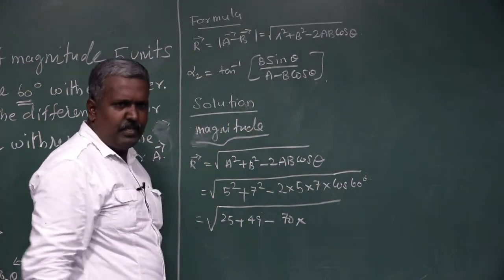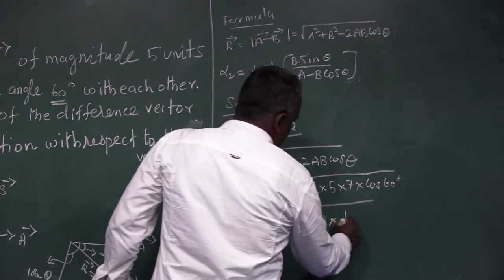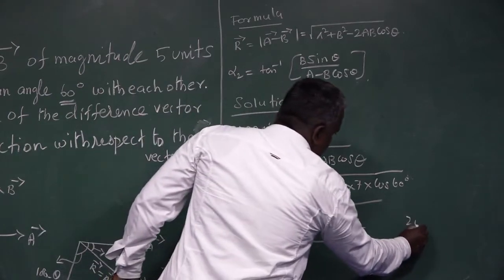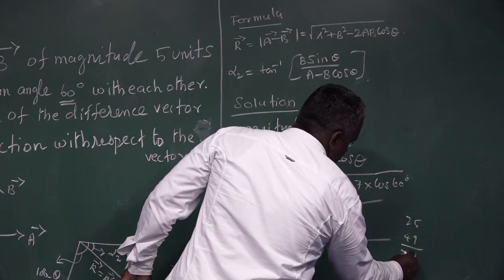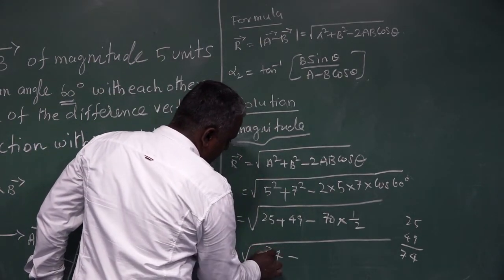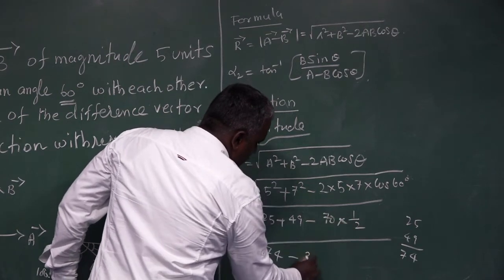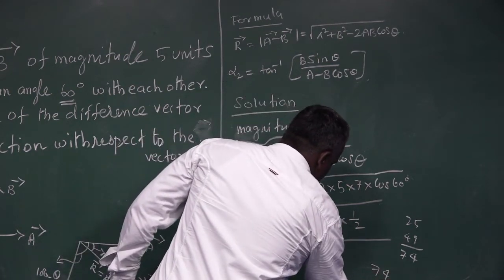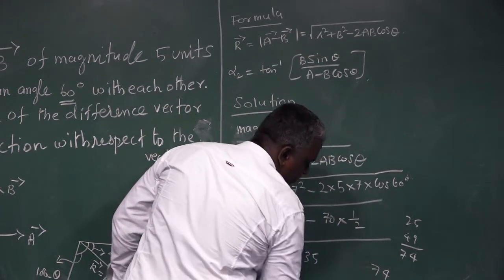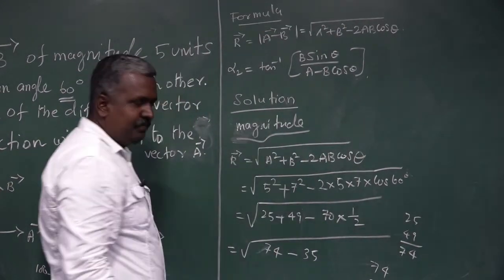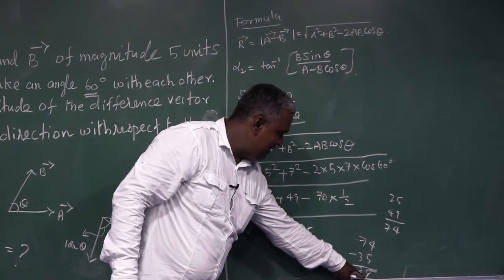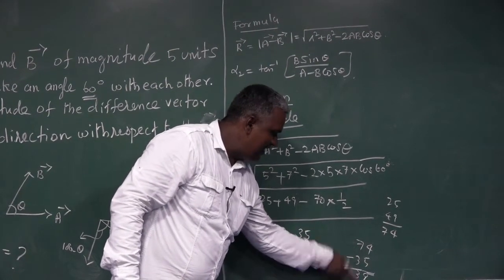Cos 60, come and tell me. Very good, 1 by 2. That's all. So 25 plus 49 is 74. Minus 70 by 2, that is 35. So 74 minus 35 is 39. Okay, clear? Borrow from 7, 14 minus 5 is 9, remaining 6, 6 minus 3 is 3. That's all.